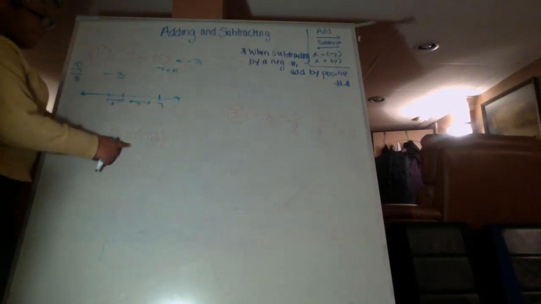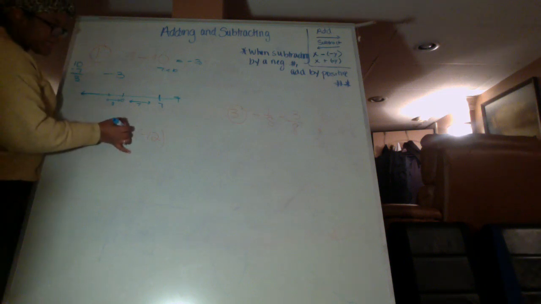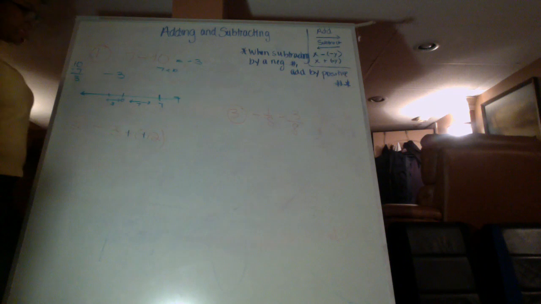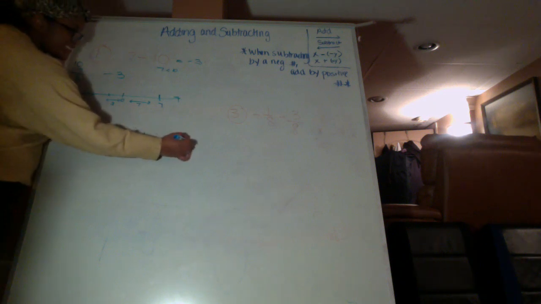So we have negative 3 minus negative 12. And what did we say? We have our special rule. We're subtracting by a negative number. So these become positive. So now you really have negative 3 plus 12. So what is the answer? Okay, the answer is 9.